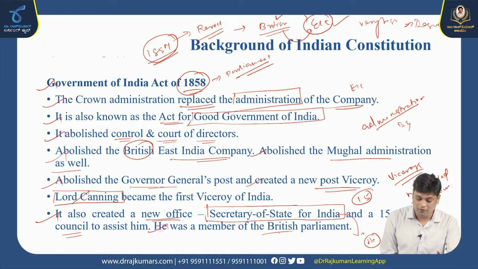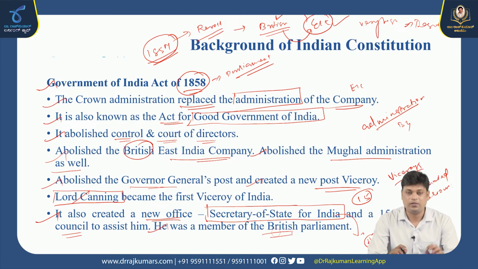Okay, he was a member of which parliament? The British Parliament. Exclusively one person from the British Parliament, nominated by the Crown, used to sit in the England Parliament, and that post is called Secretary of State for India. To assist him, around 15 council members, exclusively representatives of the East India Company, will assist him. Okay, so these are all the provisions you are supposed to remember under the Government of India Act 1858.